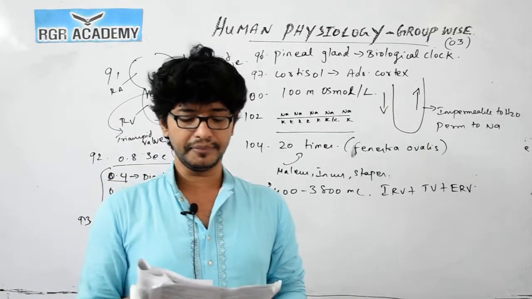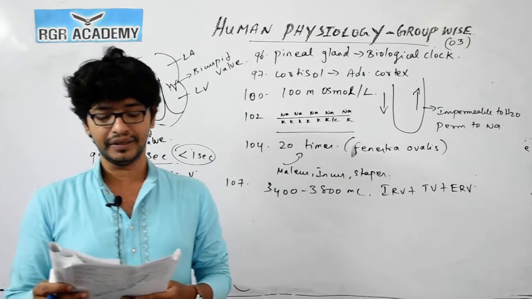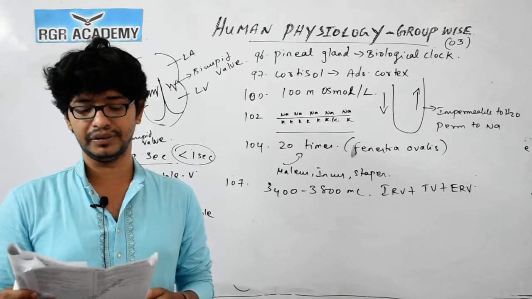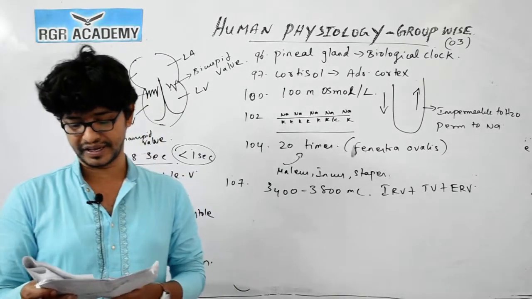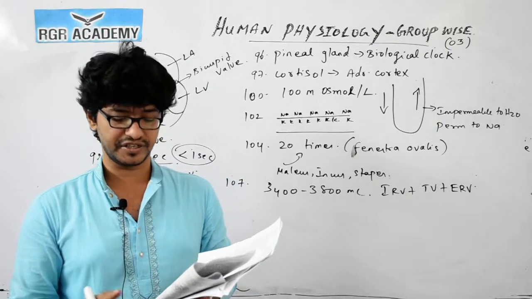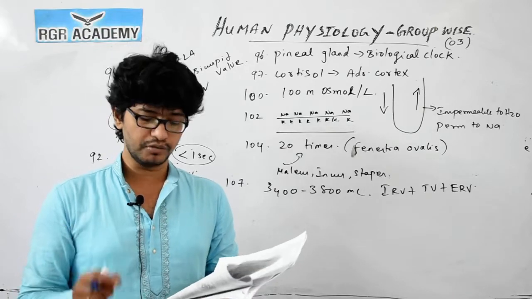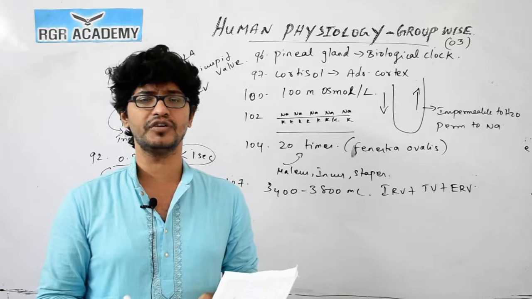Question 110. When the carbon dioxide concentration in blood increases, what will happen? Breathing becomes faster and deeper. The effect of raising CO2 concentration is due to a decrease in the affinity of hemoglobin with oxygen.